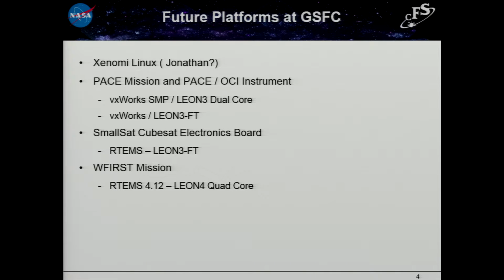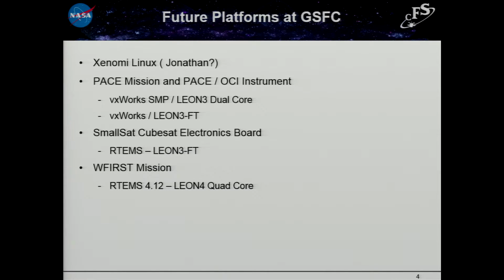But I think it's worth mentioning that Lori has work going on for Xenomai in a partitioned environment. So extensions to Xenomai for partitioning, you know, hard partitioning like ARINC 653. So that's something that might be useful for the future. Okay. For even CubeSats.